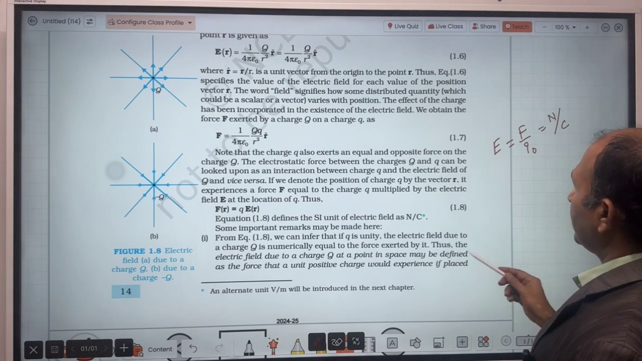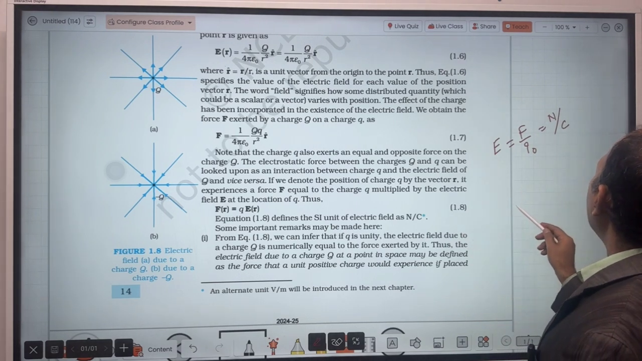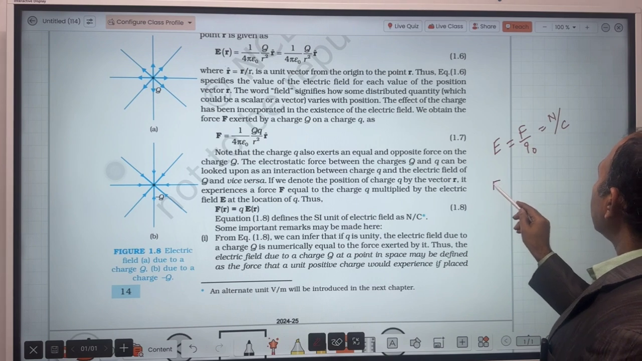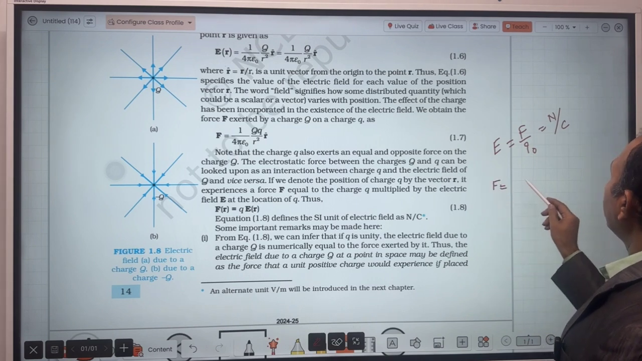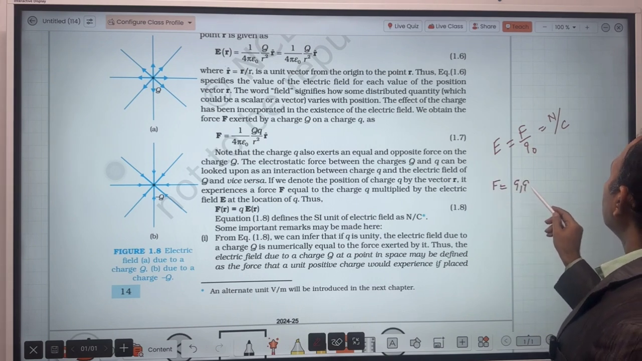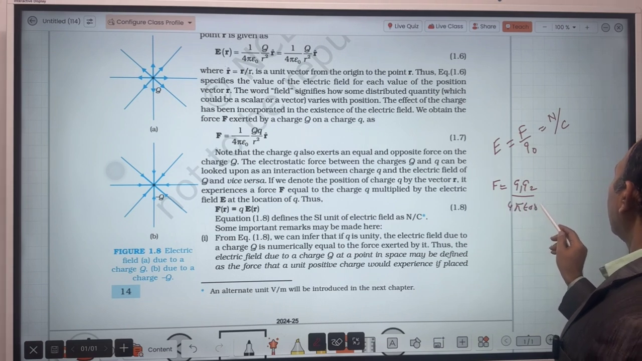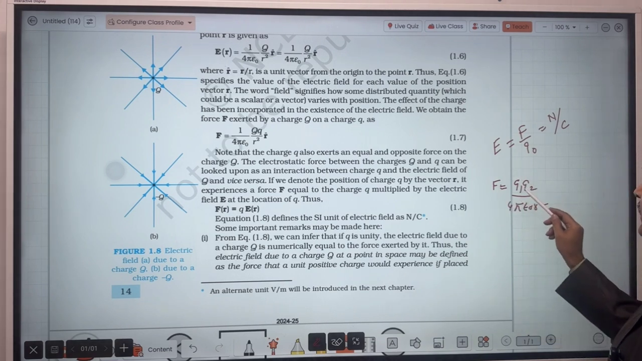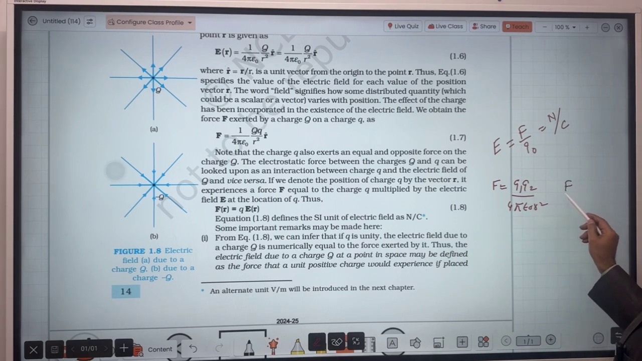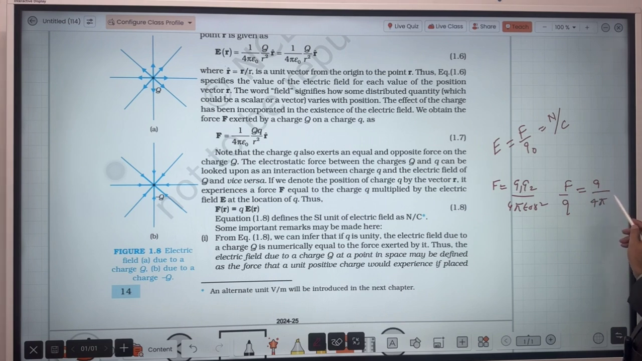Here there is also another relation. If we start from force, F equals Q1 Q2 divided by 4 pi epsilon naught r square, and we reduce one charge, so that we write F upon Q, we will get Q upon 4 pi epsilon naught r square. So this time we have got the electric field. We started from force, and we got electric field.